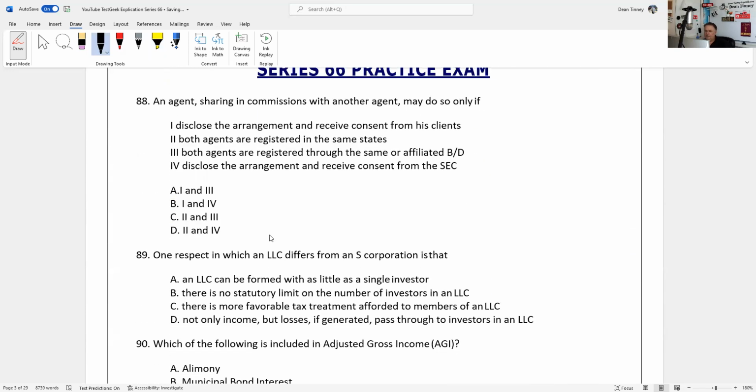An agent sharing in commissions with another agent may do so only if, I like this, we don't give concessions, discounts, allowances to people who are not properly registered. And so both of those agents are going to have to be properly registered. You don't need consent or disclosure to the customer, but you need to be properly registered. So 2 and 3, which is choice C. And one test taking trick is reduction to the ridiculous. What does it look like if every person who wanted to have a team in the office has to go to the SEC and get consent?